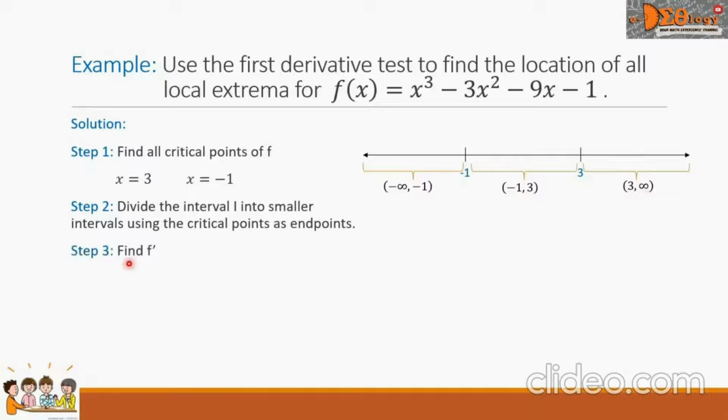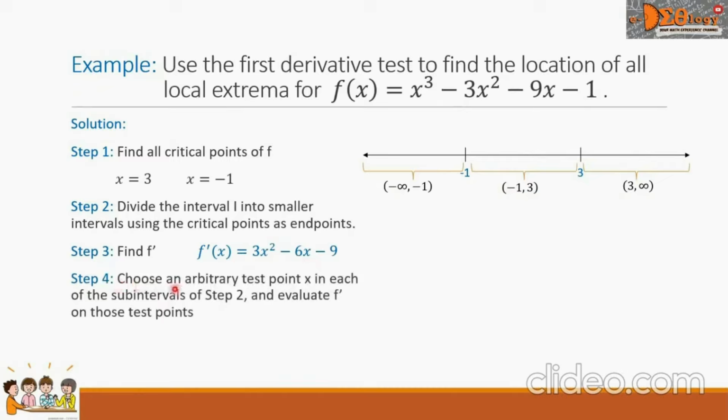Step 3 is to find the derivative. A while ago, we were able to find the derivative in step 1. So that is f prime of x equals 3x squared minus 6x minus 9.